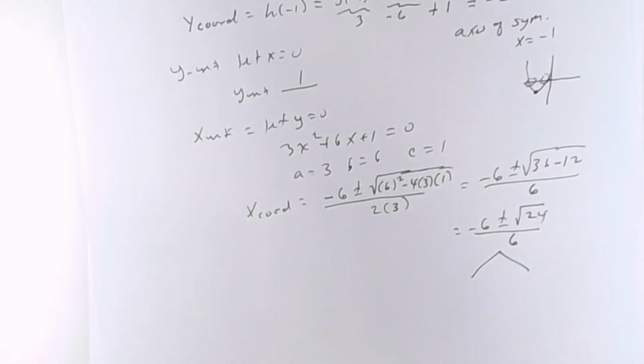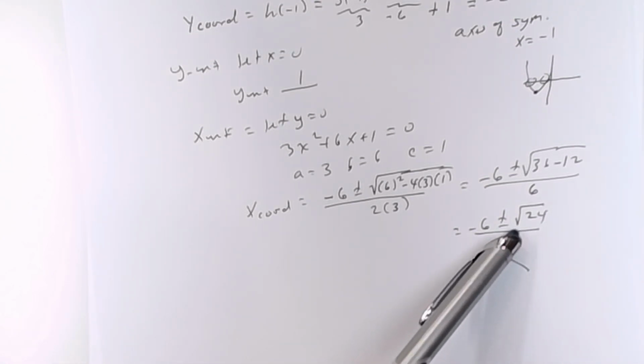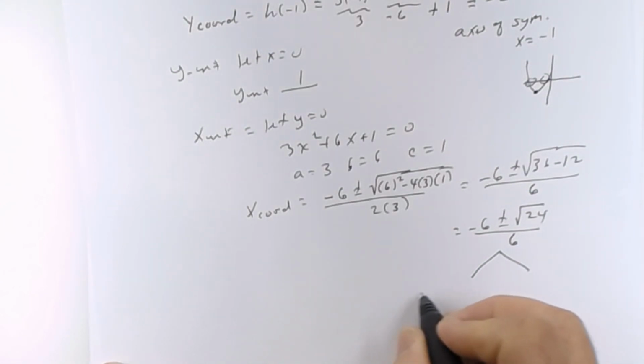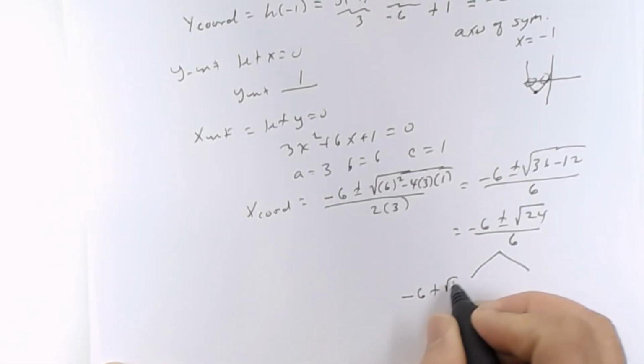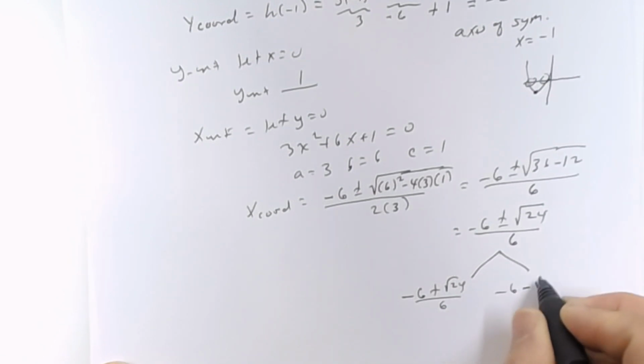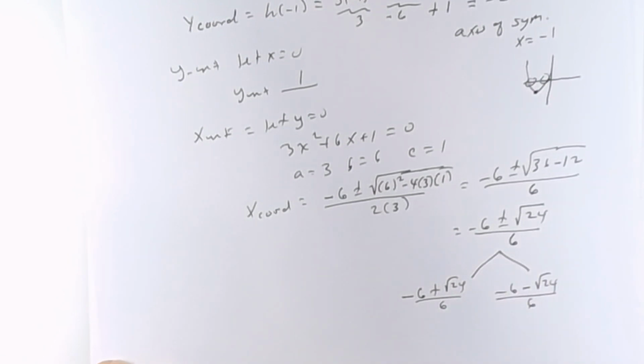First of all, split it up, though. Now, before I go on, just see if you remember some stuff. Are my x-intercepts going to be rational or irrational? Irrational, because 24 is not a perfect square, so you still have the square root of 24. So my x-intercepts are going to be negative 6 plus the square root of 24 divided by 6, and negative 6 minus the square root of 24 divided by 6.